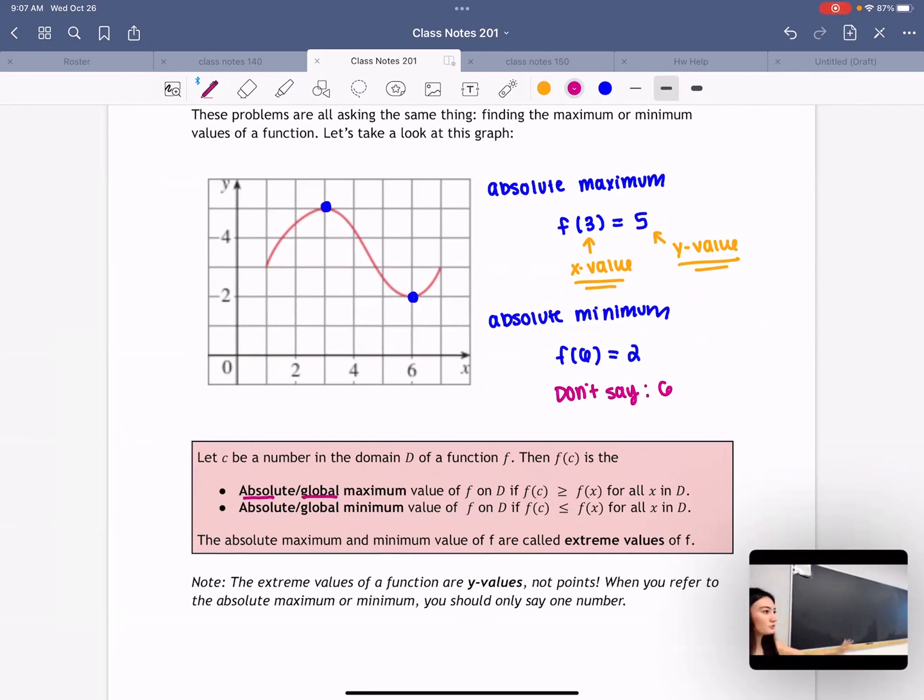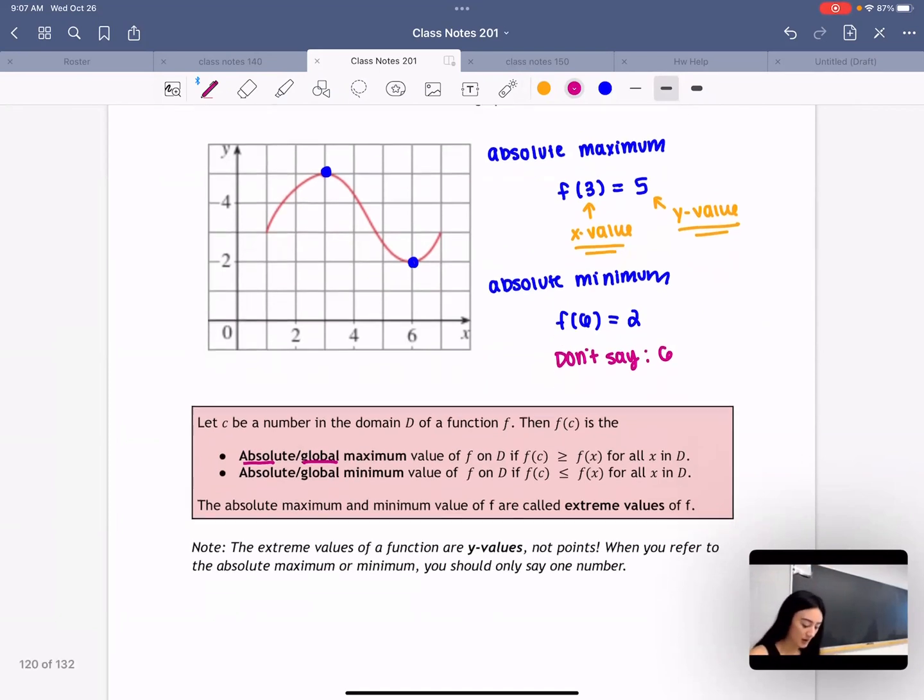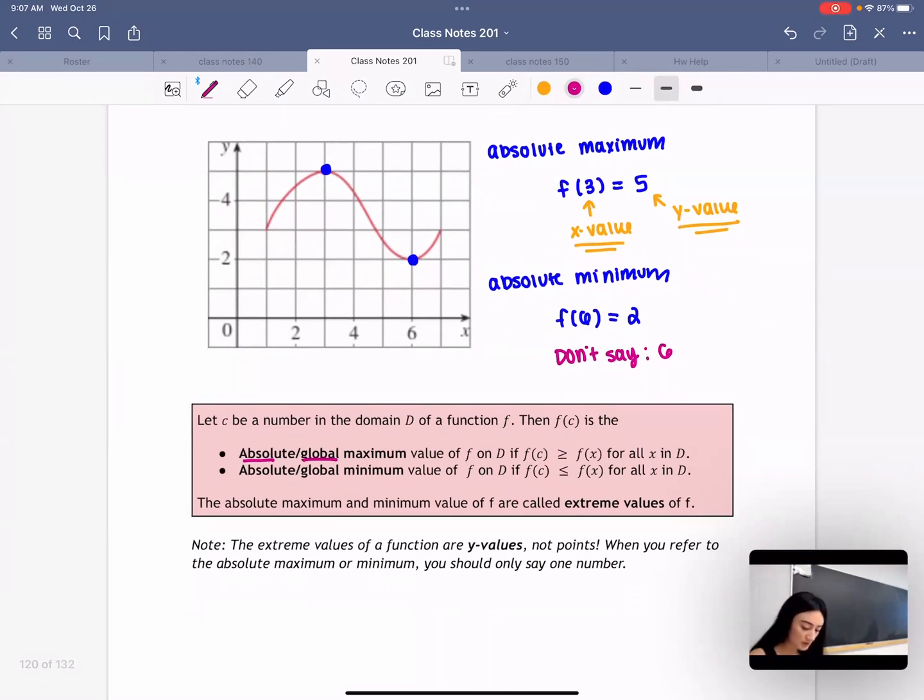So whenever I use those 2 words, I'm talking about how high does the entire function go? How high does, or how low does the entire function go? Okay. Another word I might use for this is the extreme values. Okay, so anything that talks about absolute, global, extreme, we're talking about how high the function goes.